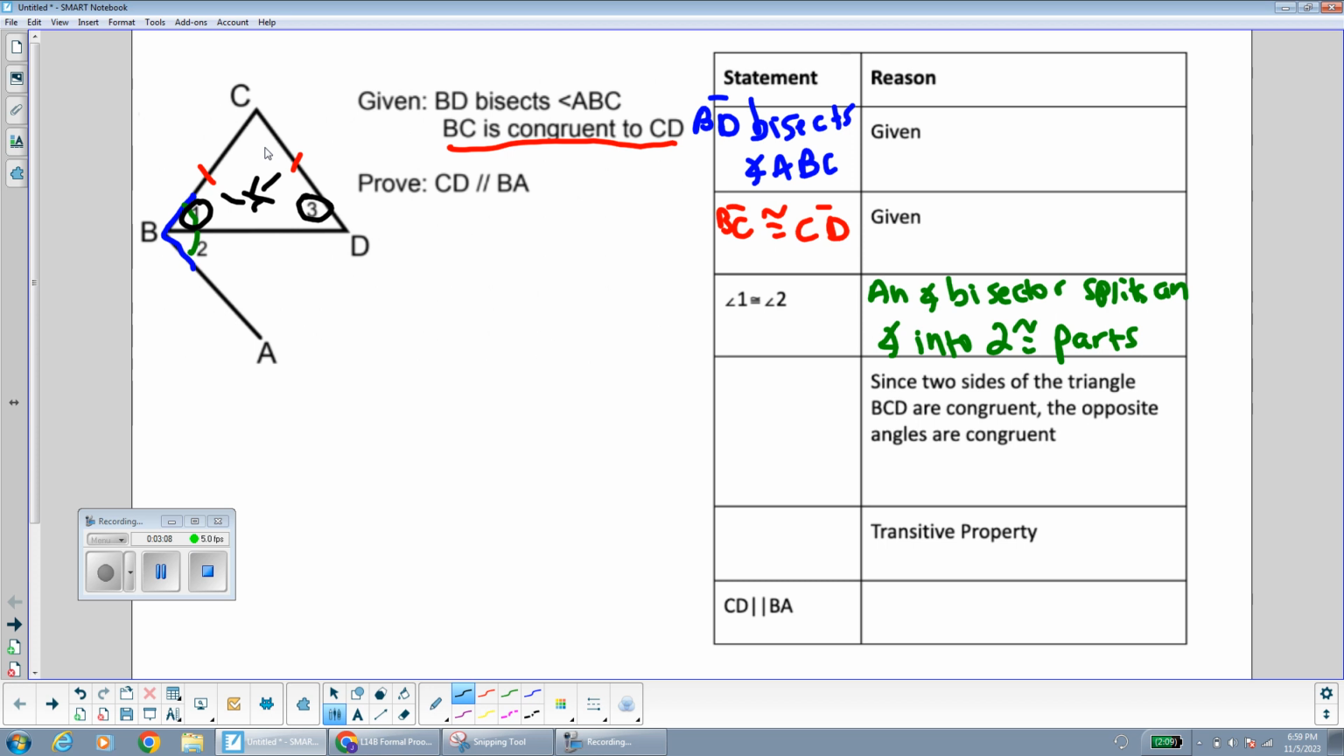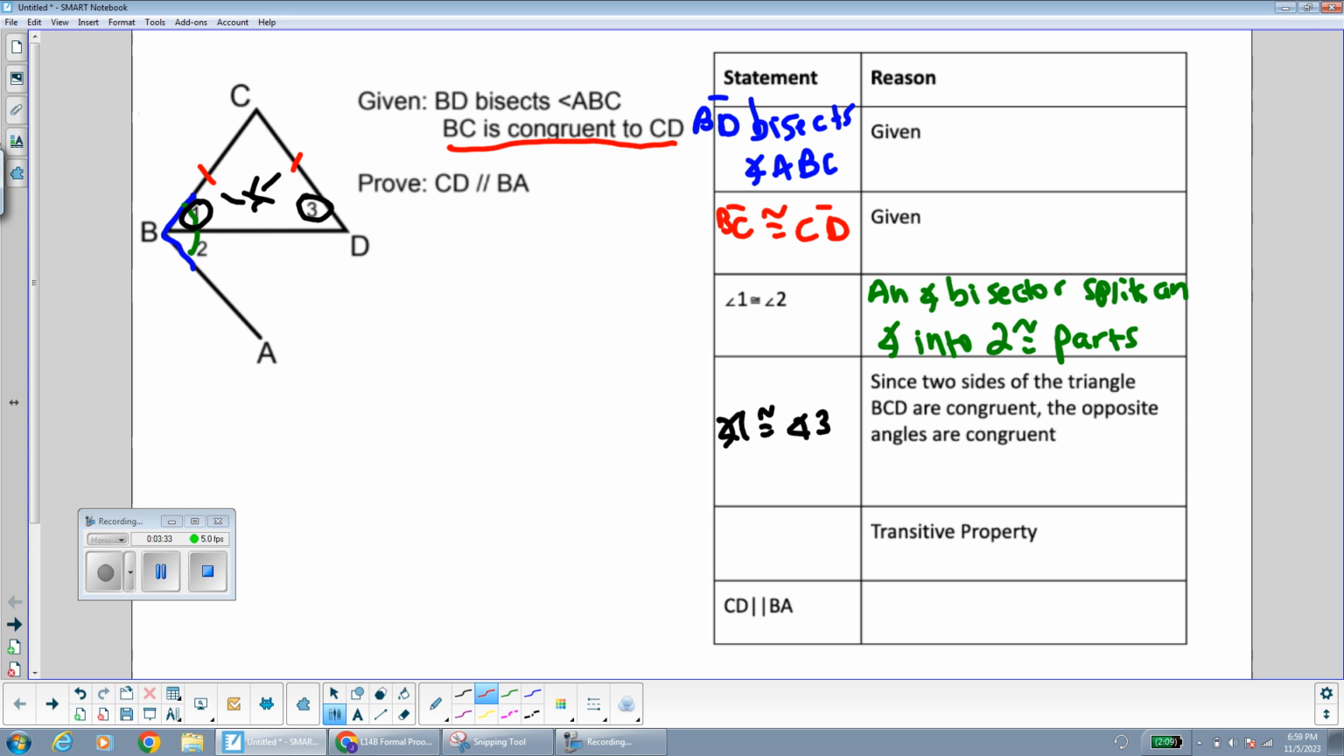So I'm going to put that conclusion from our second given in our proof. Angle 1 is congruent to angle 3. And once again, that's because since two sides of triangle BCD were congruent, the angles opposite those sides also had to be congruent. If a triangle has two equal sides, it's also going to have two equal angles. And you'll learn that later on in the next unit as well.